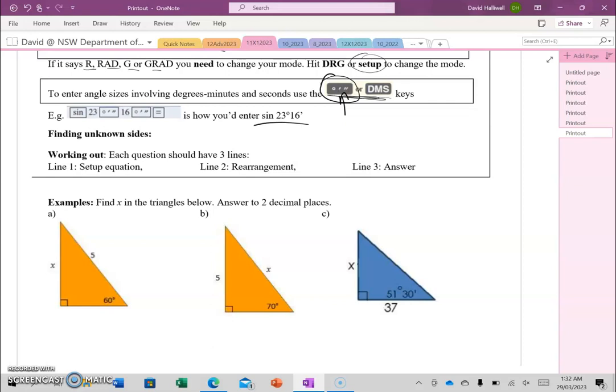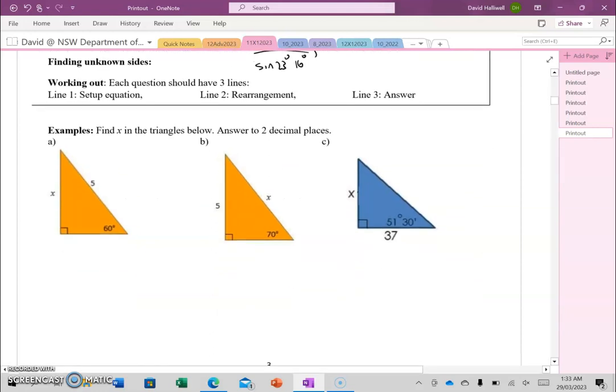So if I want to put in sine 23 degrees, 16 minutes, I'd write sine 23, hit the degrees, minutes, seconds button, 16, hit the degrees, minutes, seconds button. One thing to be aware of, sometimes your calculator display just keeps using the circle. Just know that that means the exact same thing as that in terms of your calculator display.